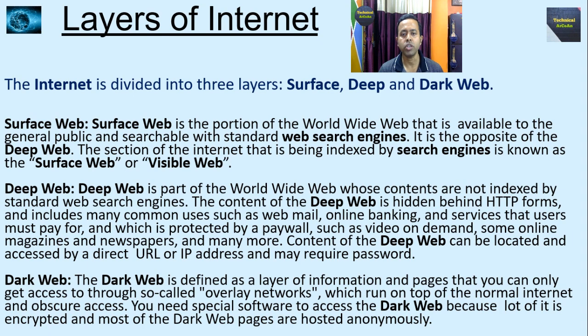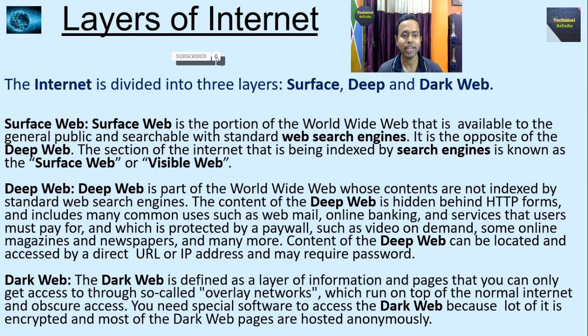Surface web is the portion of the World Wide Web that is available to the general public and searchable with standard web search engines, right? It is the opposite of the deep web. Okay, the section of the internet that is being indexed by search engines is known as the surface web or visible web. Okay, actually the layers of internet are basically of two types. One is the visible web, another is the hidden web. So surface web is the part of the visible web. So the other two, deep web and dark web, they are the part of the hidden web.